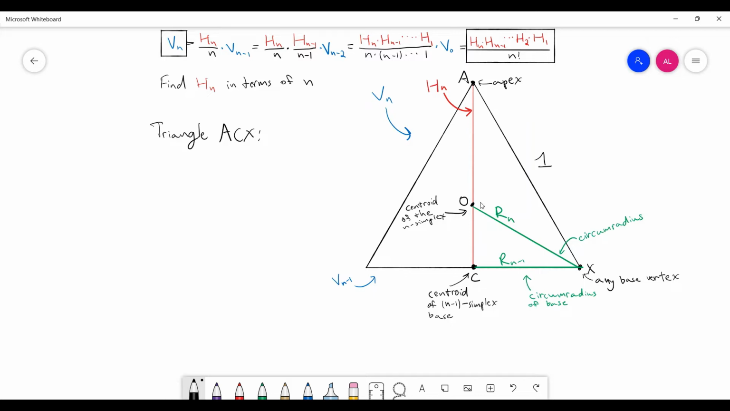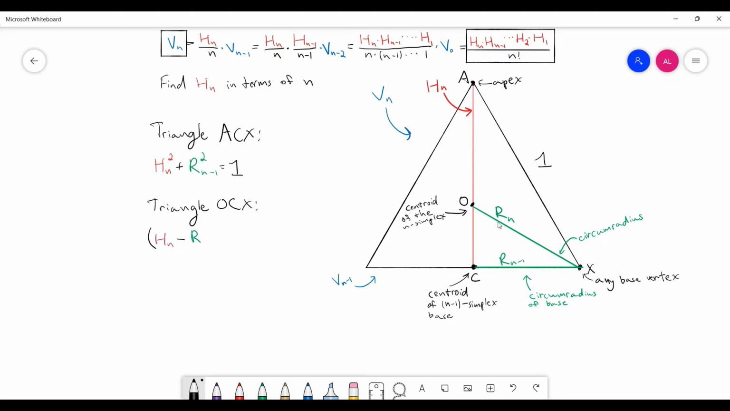So this triangle ACX, of course, it exists because A, C, and X exist in all simplexes. And notice that since Hn is an altitude, ACX is a right triangle. And so because of that, we can apply the Pythagorean theorem. So here we have an equation relating the height and the circumradius of the base. But now there's another triangle in here, and the other triangle is OCX, and this one's also a right triangle. So this one right here, this little triangle.